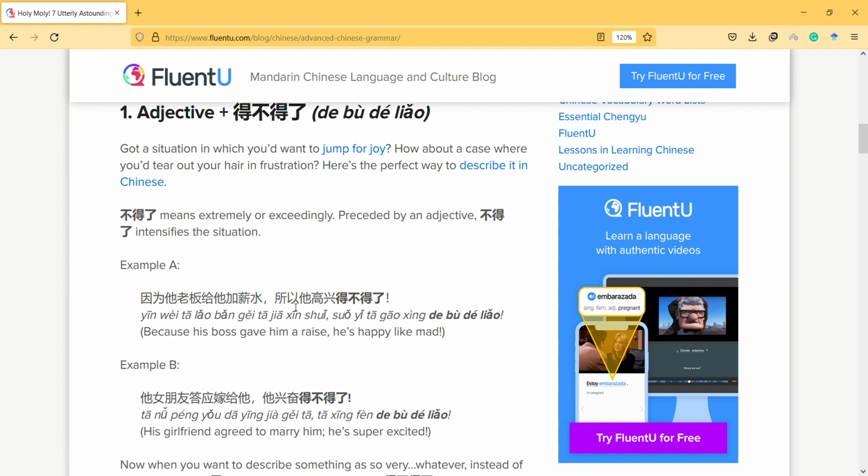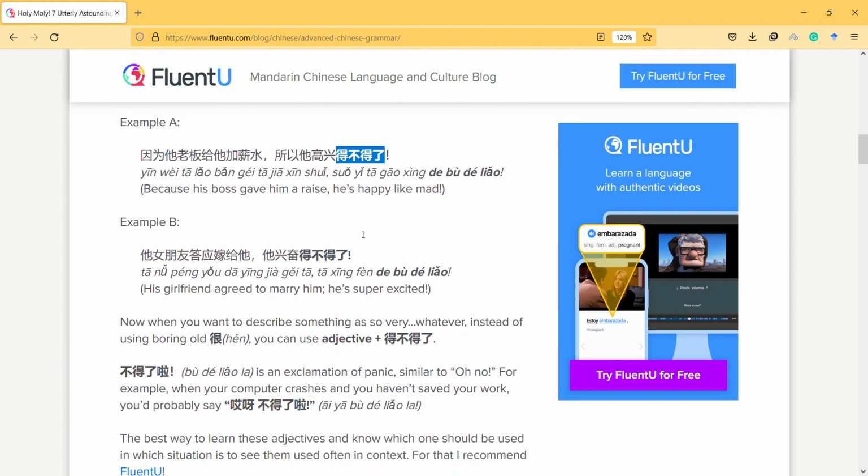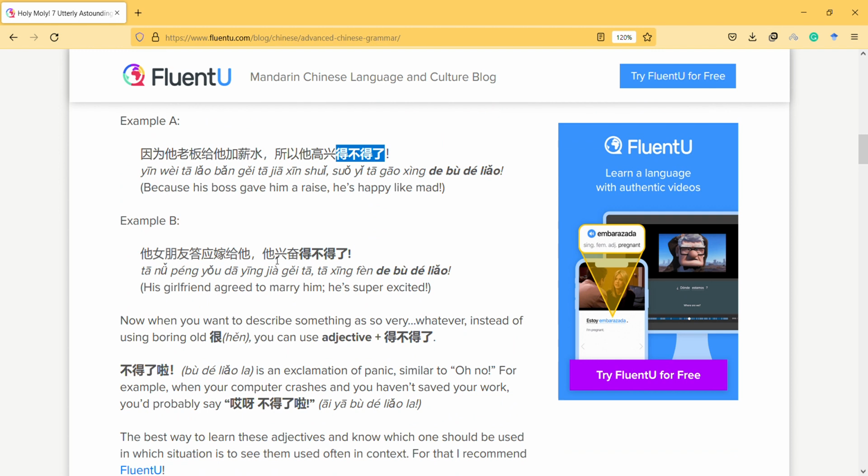So he's very happy, like mad. Because of the salary he is so happy. The bu de liao means so much. If you say this, they will think you know Chinese very well. Like extremely. 你看他兴奋得不得了, he's very excited. 兴奋 means excited, 兴奋得不得了.